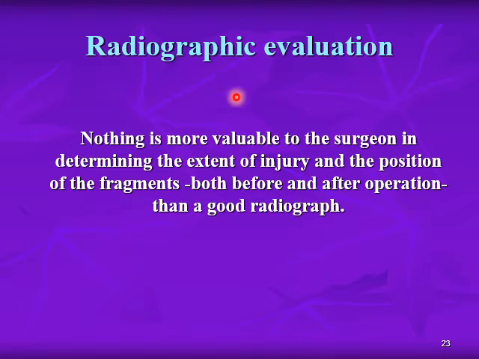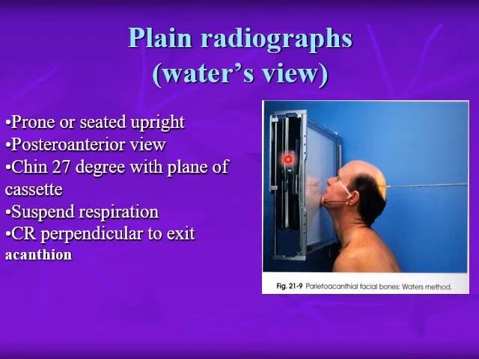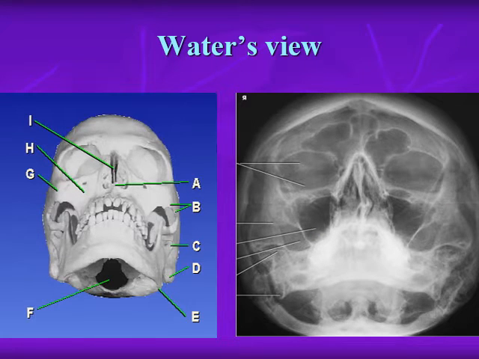Radiographic evaluation. This statement is very important: nothing is more valuable to the surgeon in determining the extent of injury and the position of the fragments, both before and after operation, than a good radiograph. Very important. We have plain radiograph in Waters view. It is a posterior anterior view. It was discussed in maxillary fracture. This is the picture of Waters view.